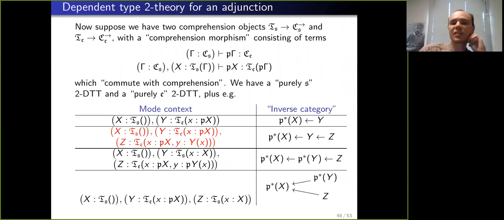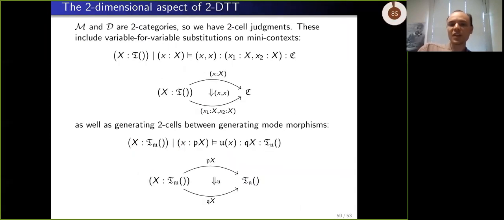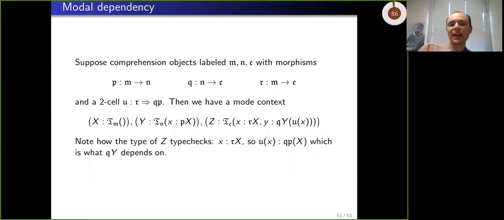If we have a mode morphism between 2 comprehension objects, then it's given by morphisms, or sort of terms, in this 2 theory, which can then appear in these sort of mini contexts, P of X or P of Y. And if we have a 2-cell between 2 of these morphisms, down here at the bottom, then it appears as a 2-cell judgment, which can be applied to these little x's. And then that can appear here in one of these mode context morphisms to describe a morphism from R to the composite Q of P.